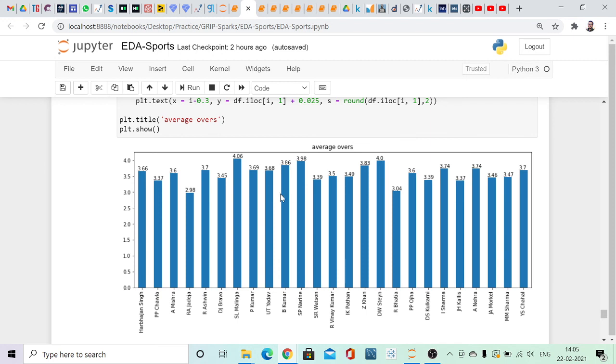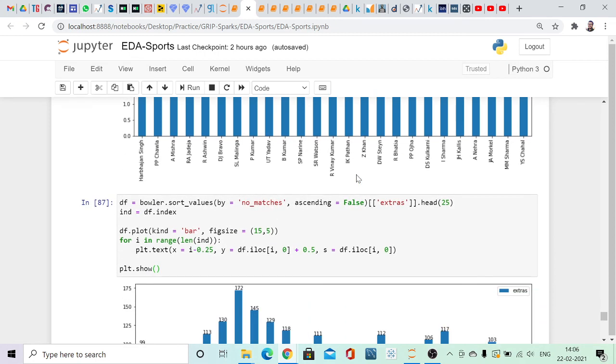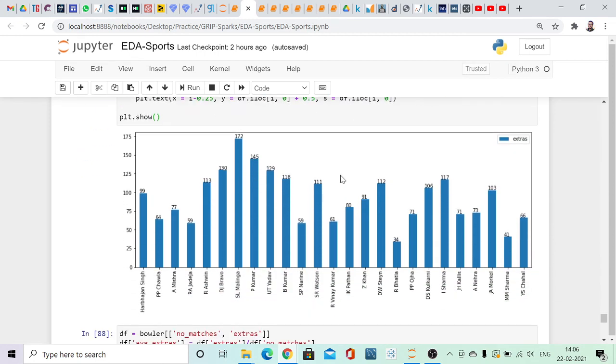And since we know that IPL allows only 4 overs per match per bowler, some bowlers have relatively higher average overs per match, touching almost 4 or even over 4. It may be because they have bowled many extra deliveries, or they may have bowled in super overs during the match. Now let's see if they have bowled extra deliveries. Now if we look here, we can see that Malinga has bowled quite a lot of extra deliveries due to wides and no balls.